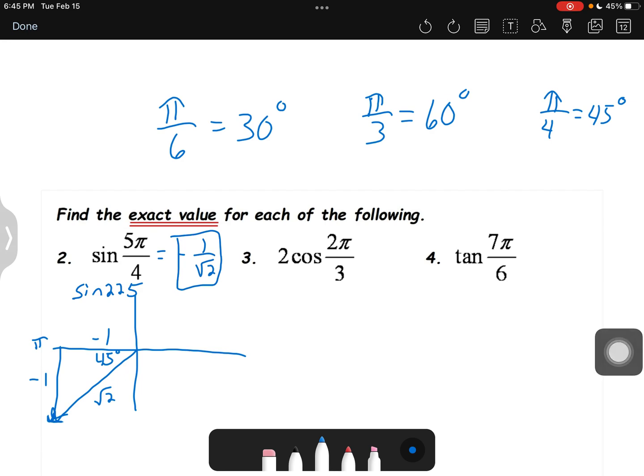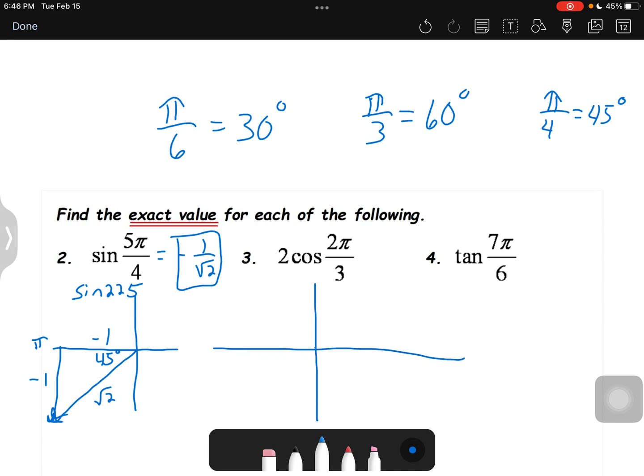All right, this one. Okay, so we've got 2 times cosine of 2 pi over 3. So let's figure out where 2 pi over 3 is. Again, since it's over 3, I know that I've got a 60-degree reference angle. Now, 2 pi over 3, that's like 2/3 of pi. That's going to be somewhere in quadrant 2, because this is full pi at 180. So 2/3 pi is going to be in quadrant 2. So that's going to be a reference angle of 60, right? So we're going to have like 60 degrees right here.